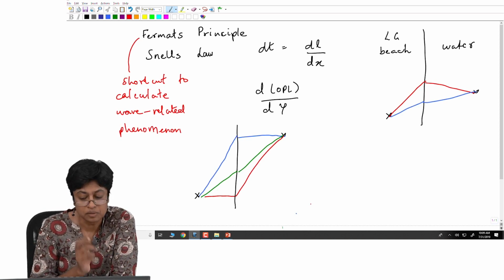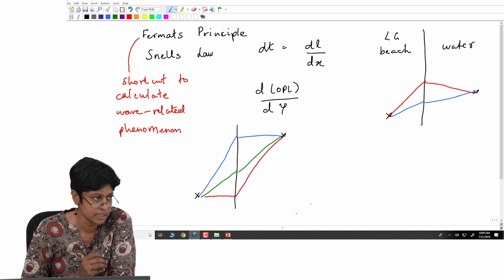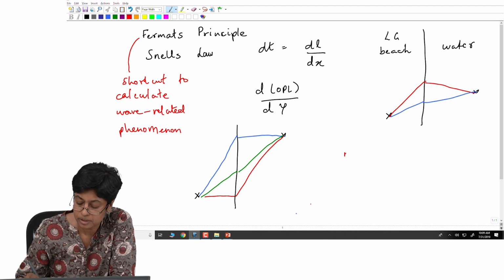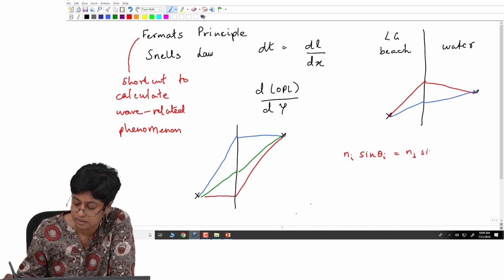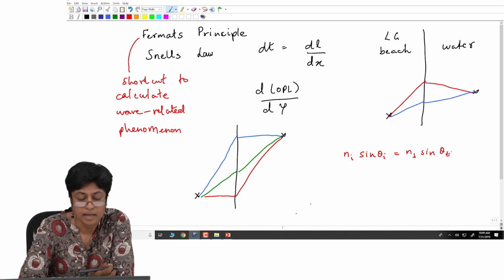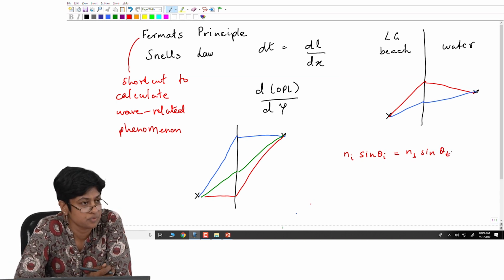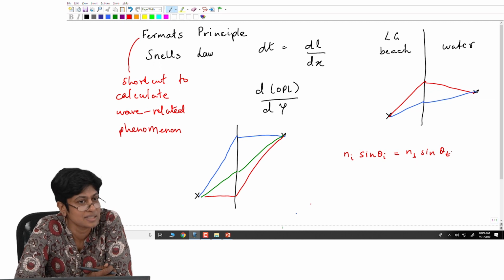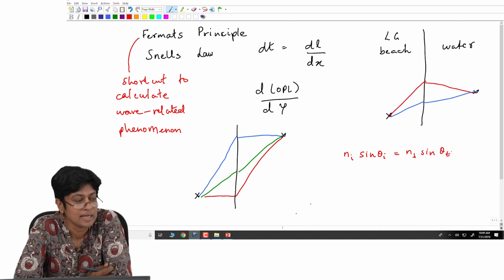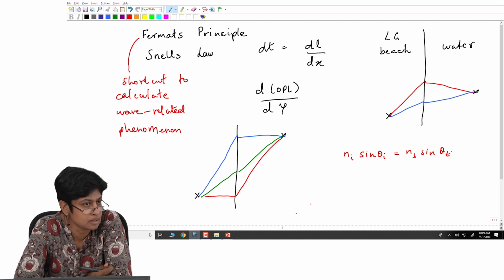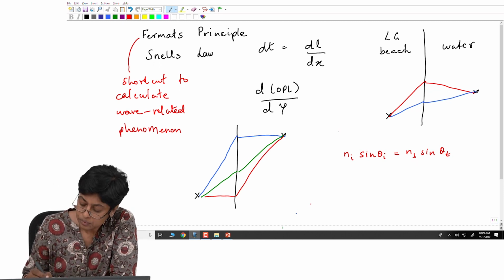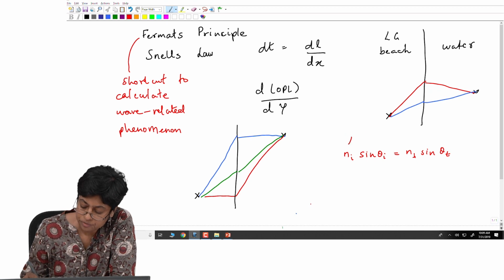Now, we talked about Snell's law, and generally if you say Snell's law, you are referring to this equation: Ni sin theta i is equal to Nt sin theta t, where Ni is the refractive index of the medium of incidence, theta i is the angle of incidence, and Nt and theta t are the similar parameters in the second medium. This is actually the law of refraction.